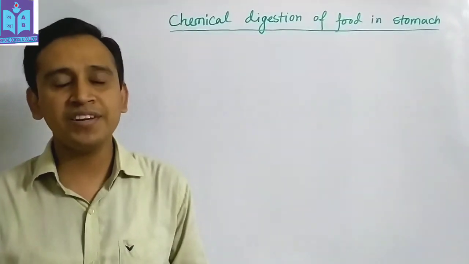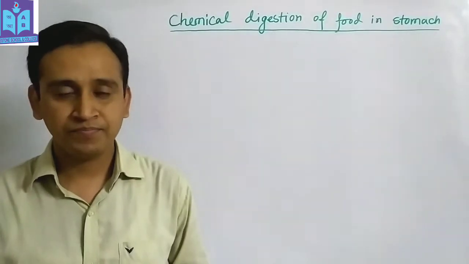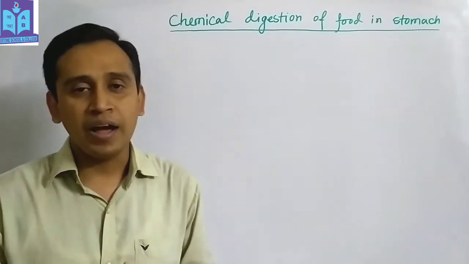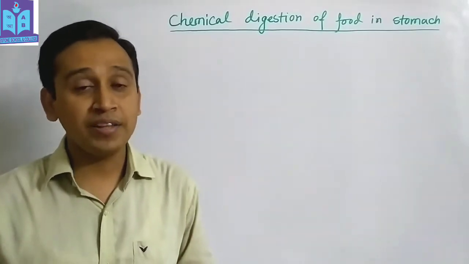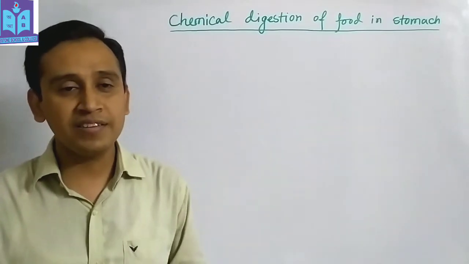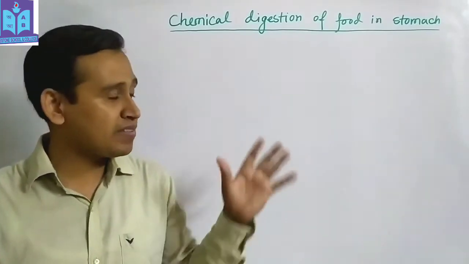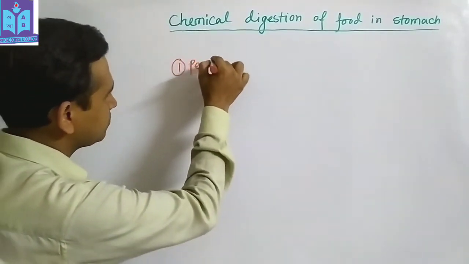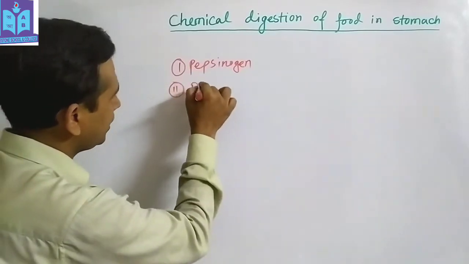Digestive tract digests three types of complex food such as carbohydrate, protein and fats. Among them, only protein is partly digested in stomach. Carbohydrates and fats are not digested in stomach because no amylolytic and lipolytic enzymes are present in gastric juice. So only protein is partly digested in stomach. There are two types of inactive proteolytic enzymes present in gastric juice. Number one, pepsinogen. Number two, prorenin.